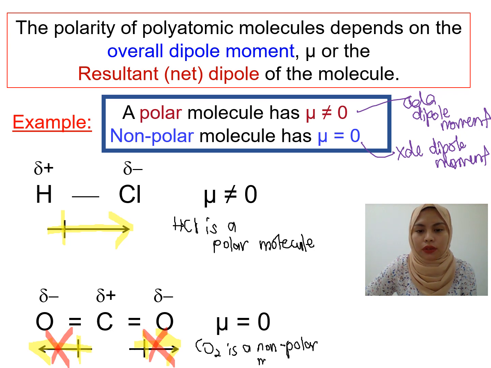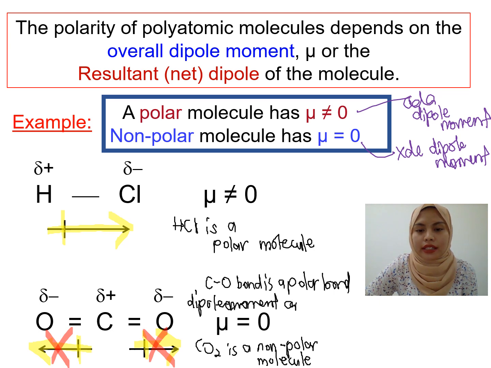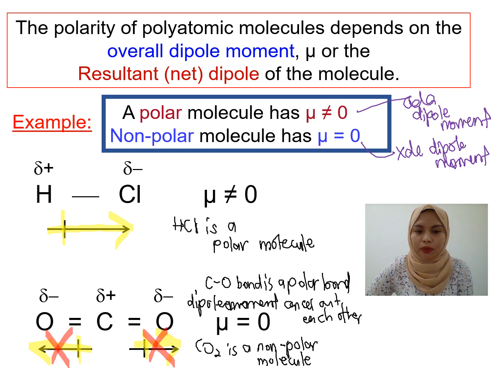non-polar molecule. Okay, memanglah the bond between C dan juga O, CO bond is a polar bond. Okay, memanglah dia punya bond dia polar, tetapi dia punya dipole moment cancel out each other. Okay, dipole moment cancel out each other. So bila dipole moment diorang cancel out each other, therefore the overall dipole moment for this molecule is equal to 0. Therefore CO2 is a non-polar molecule. Okay, alright.